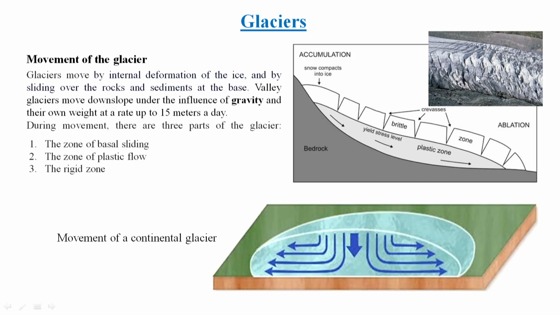So sometimes crevasses will not penetrate through the plastic zone, but they could also be quite deep. This is again a field photograph where you can see the occurrence of crevasses due to this brittle behavior of the rigid ice that is sitting just over the plastic ice.